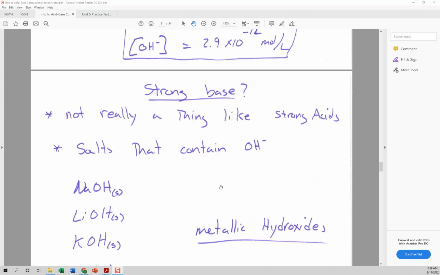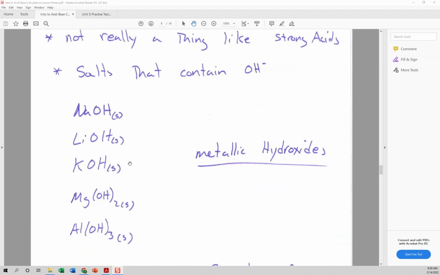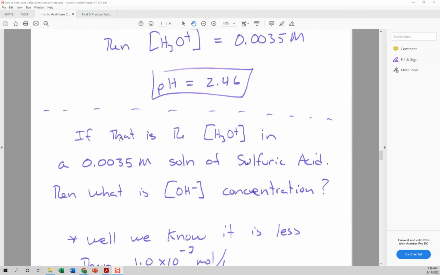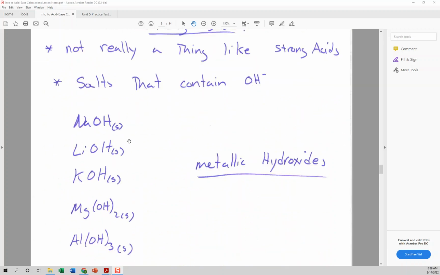All right, so strong base, we really don't have strong bases like we have strong acids. Strong bases are just hydroxide salts. So now, because notice a strong acid, when it dissociates, it starts out aqueous.